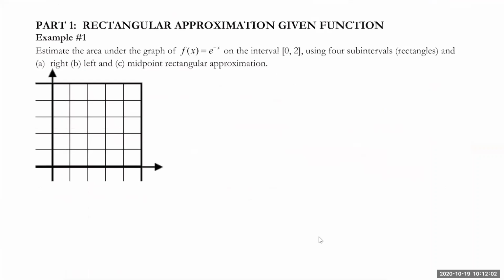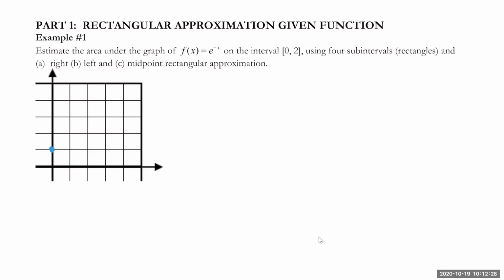Okay, on page 5, they want us to estimate the area underneath the curve of f of x equals e to the negative x on the interval from 0 to 2 using 4 subintervals, using right, left, midpoint rectangular approximation. So really quickly, if I can have you guys sketch e to the negative x, we know that e to the negative x is reflected across the y-axis, and it's an exponential function.